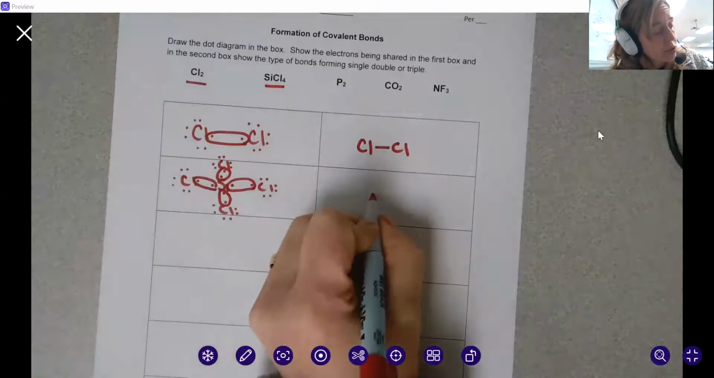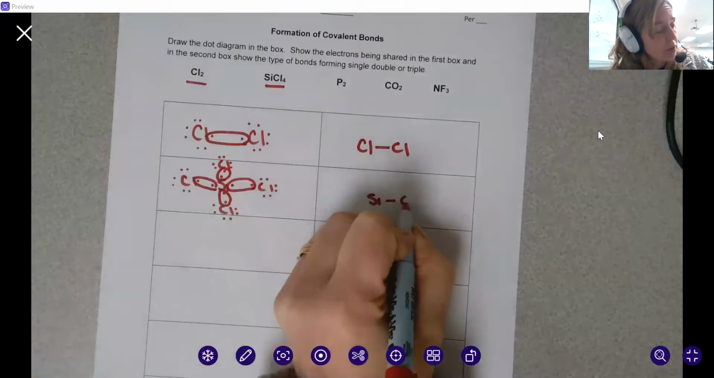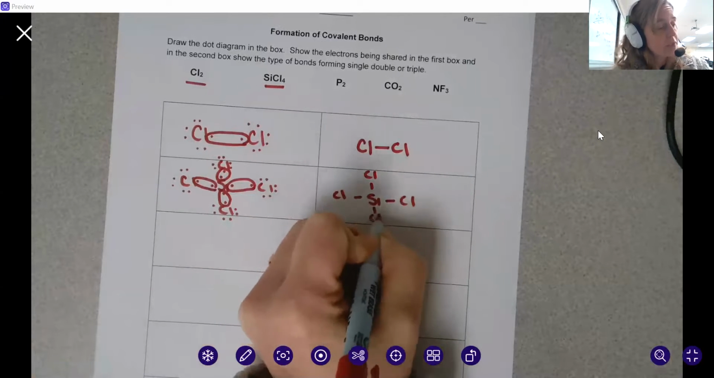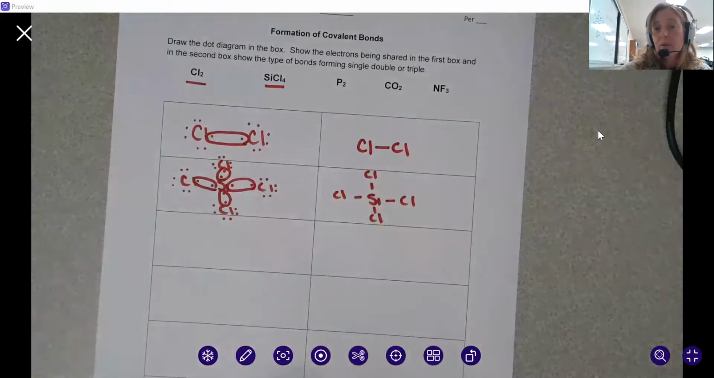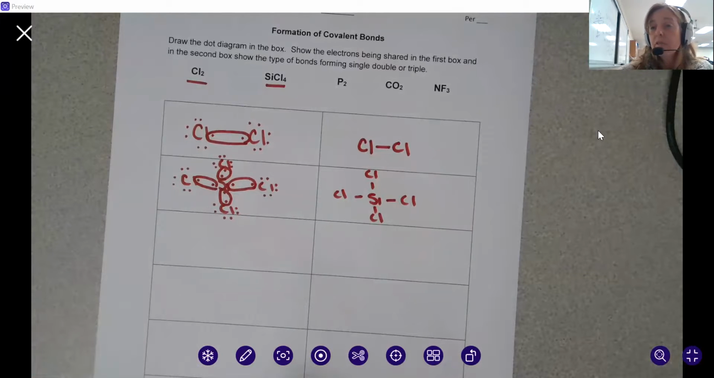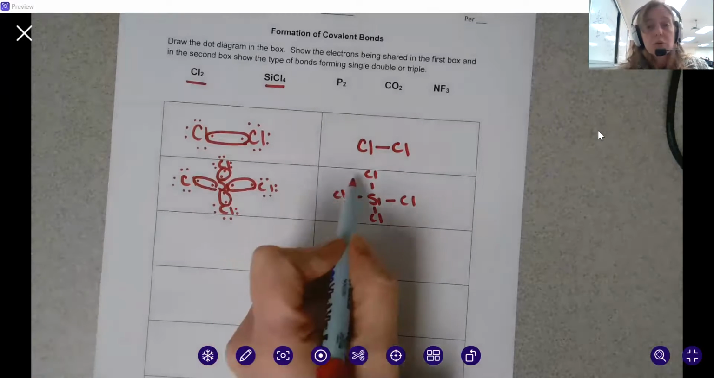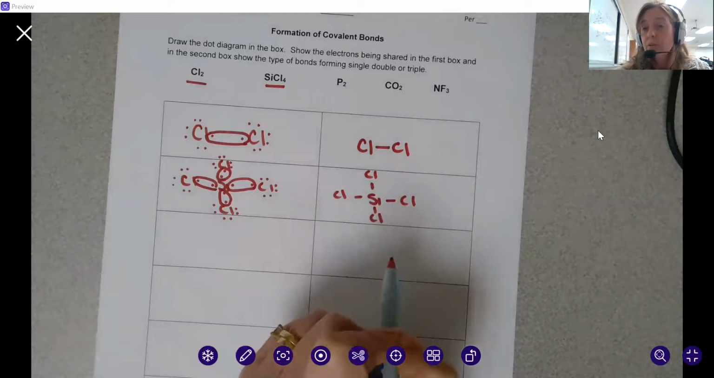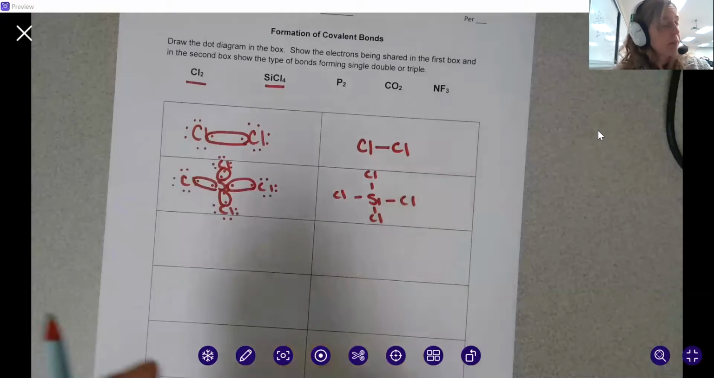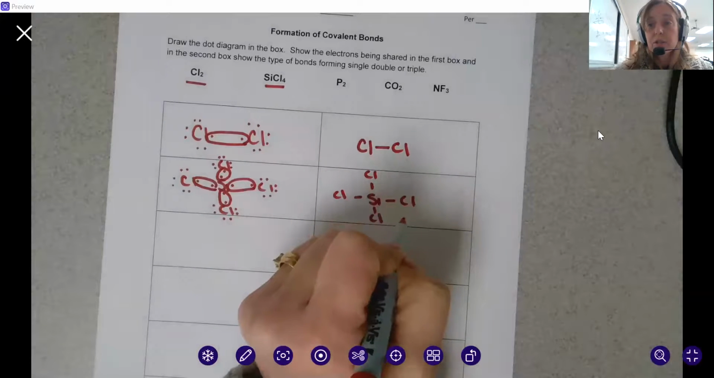Now I'm going to redraw this on this side, showing you all of the bonds that have formed between the silicon and the chlorine. Notice there are 4 lines touching silicon. That means silicon is sharing a total of 4 electrons with the 4 that it already had to make 8. Each individual chlorine is only sharing 1, so that satisfies each chlorine so that they have 8. Okay, so these are all single bonds that you've seen so far.